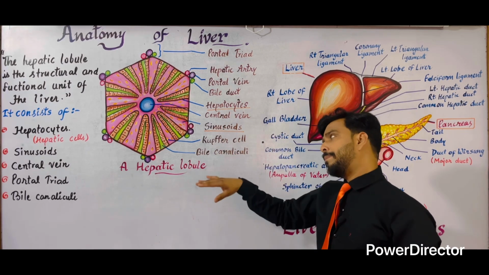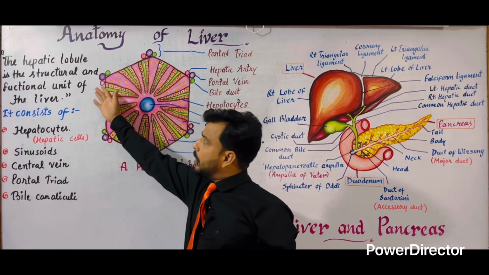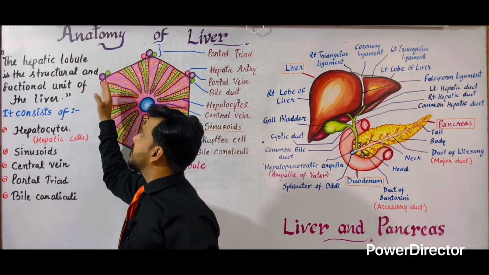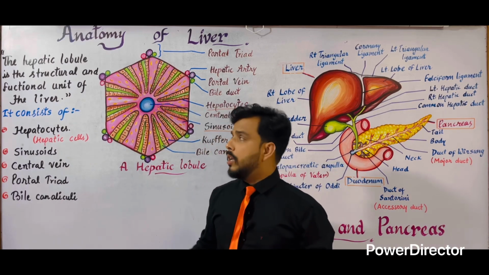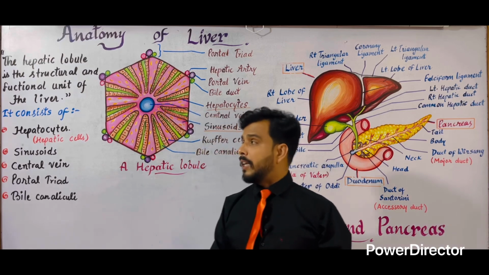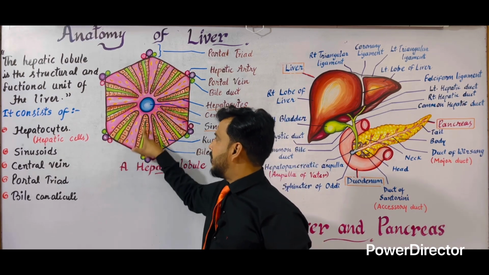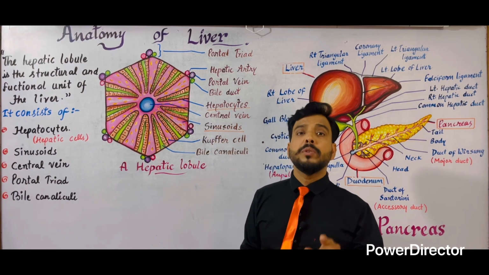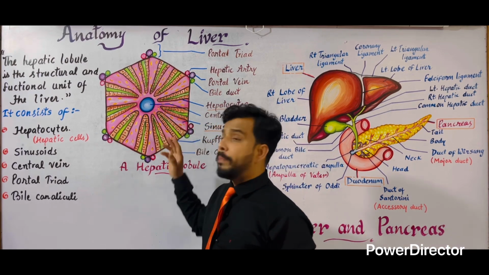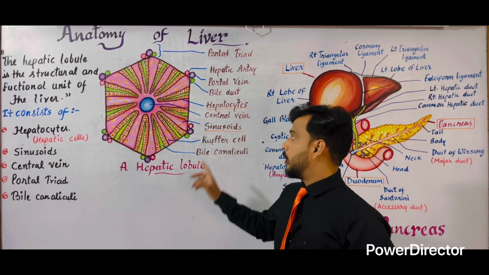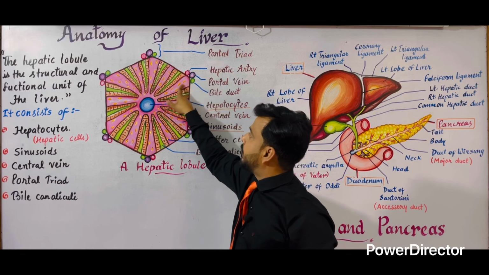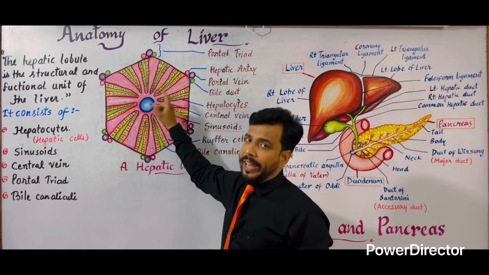So you can say the hepatic lobule is the structural and functional unit of the liver. As you can see in the definition, the hepatic lobule is the structural and functional unit of the liver. This is a single hepatic lobule which consists of the following parts. First, hepatocytes, these are the hepatic cells in which bile juice is produced. Sinusoids, these are the blood capillaries present between the hepatic cells, which carry blood from the hepatic artery and portal vein towards the central vein.